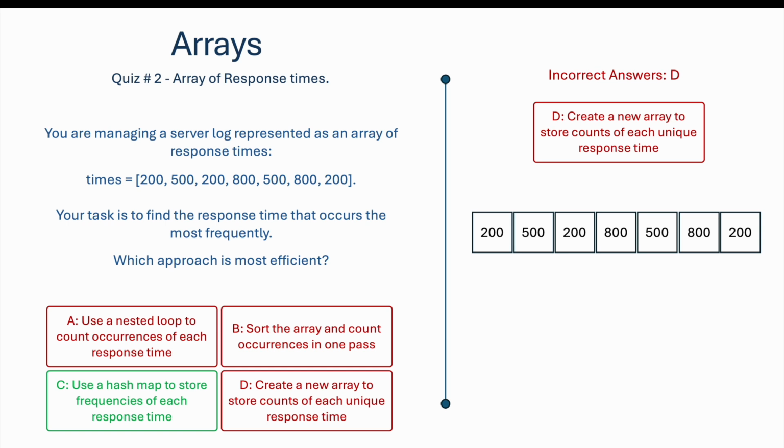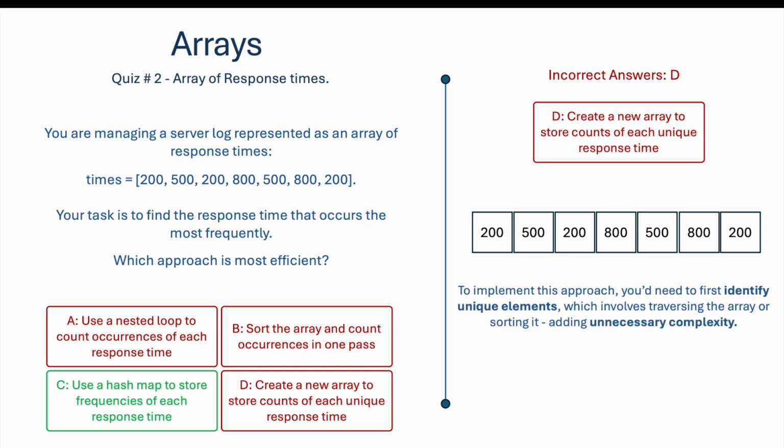Option D, create a new array to store counts of each unique response time. But to implement this approach, you need to first identify unique elements, which involves traversing and sorting the array. This adds unnecessary complexity, and space complexity increases as you create an additional array.